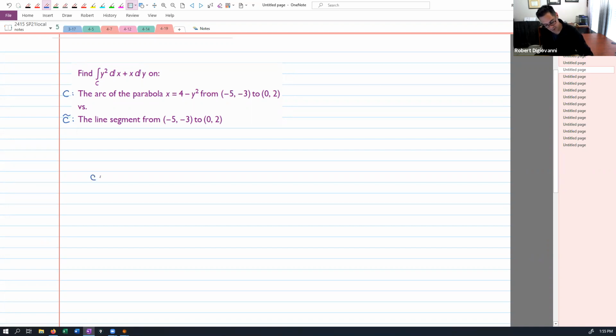Let's talk about C. C is the parabola x equals 4 minus y squared from -5, -3 to 0, 2. All right, so for this parabola, we draw this. It's a parabola that opens sideways, something like that. This should be here at 4.